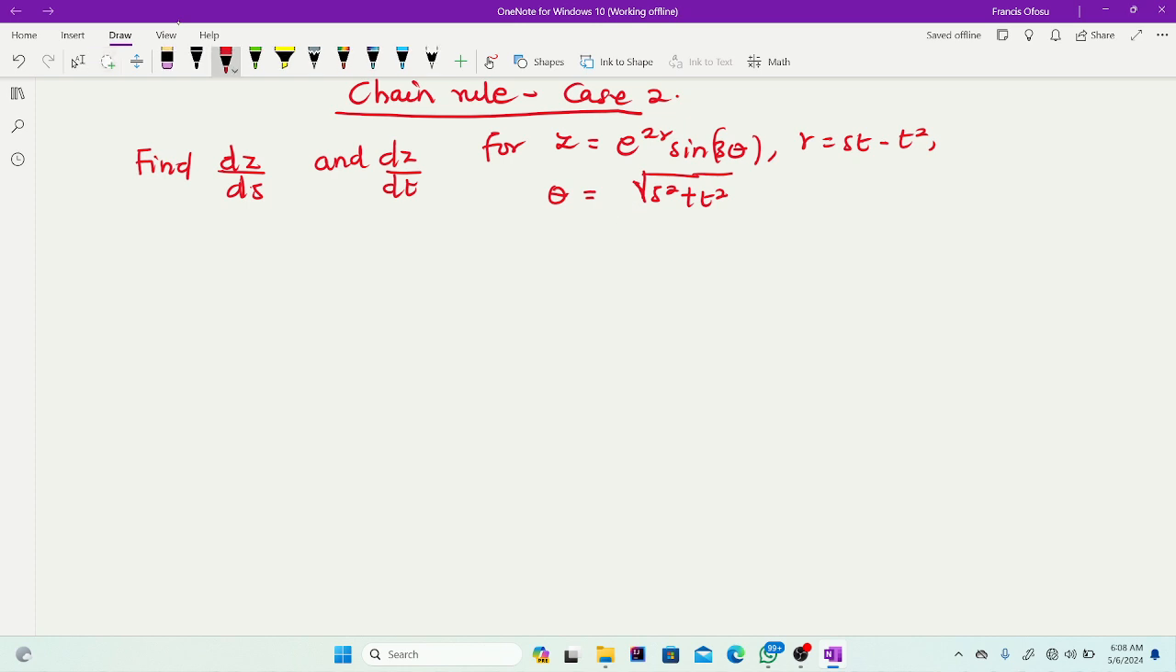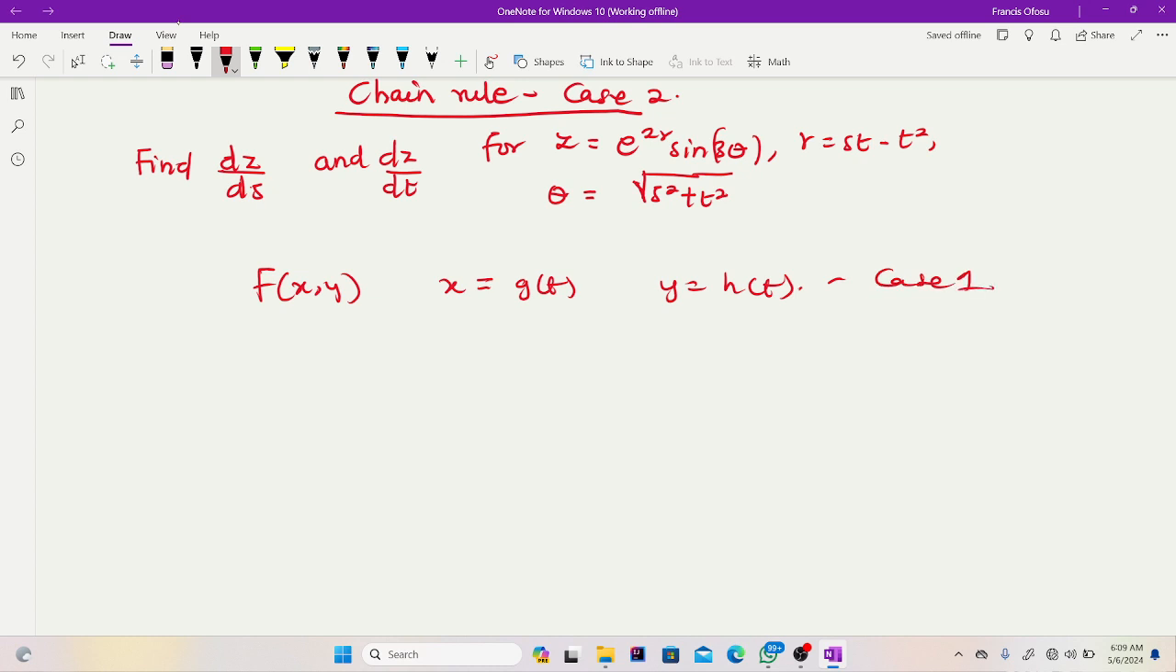So in case 1, we saw that we had a function of, let's say, x and y, but each of the variables within this function were also functions in themselves. So x was, let's say, g of t, and y was also h of t. So this is for case 1.